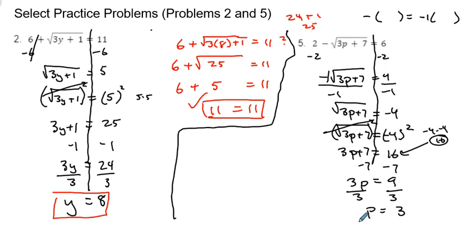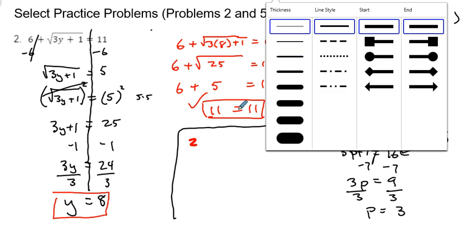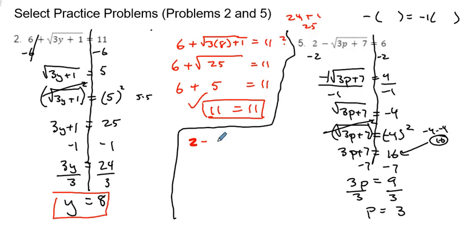Okay, so here's our solution. I'm not going to box it yet until I verify it, right? So just to be safe, we are going to put it into our check steps, right? So we're going to go 2 minus the square root of 3 times my p, which is 3, so substitute that in, plus 7, all under the same radical, equals 6, right?